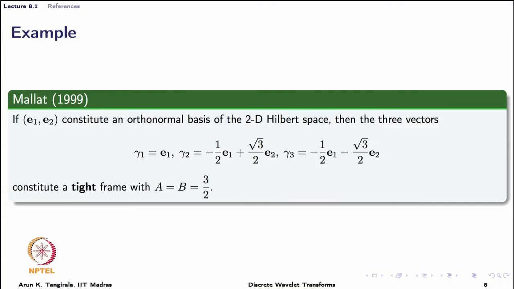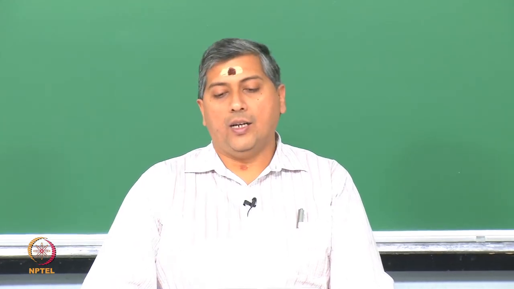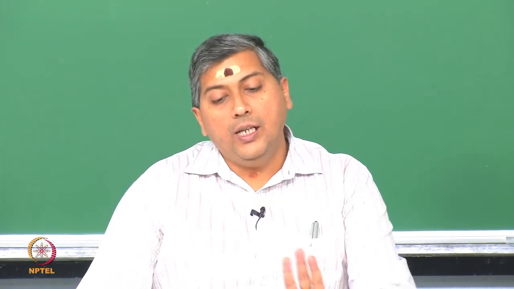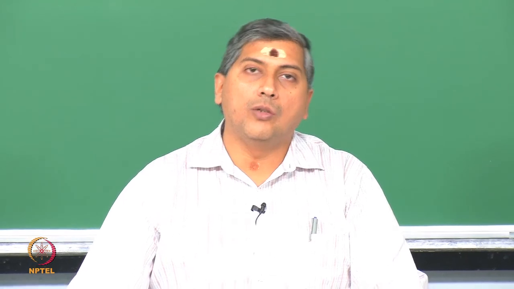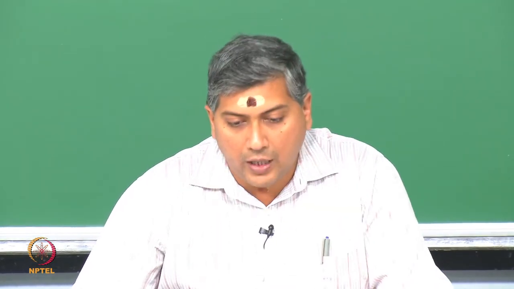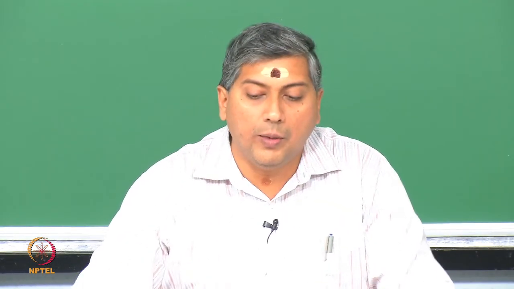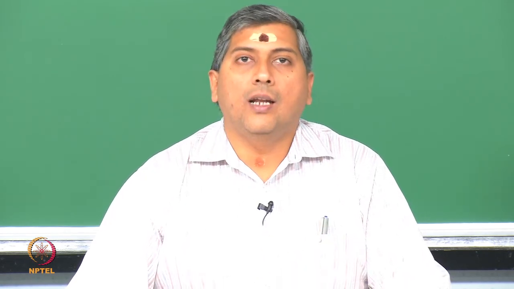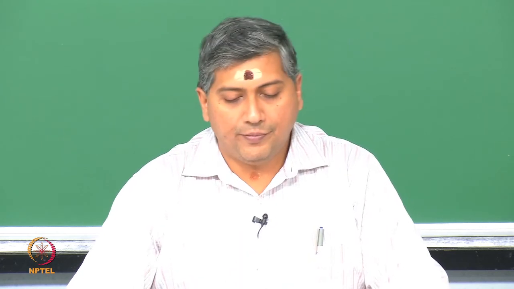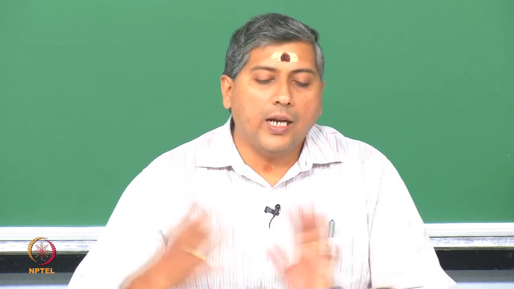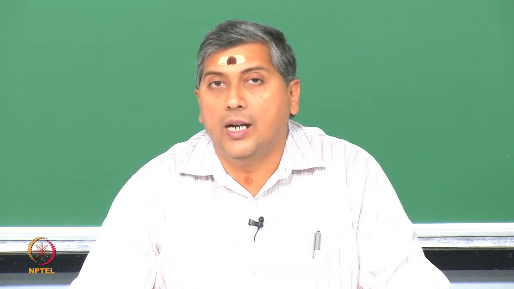So what does this mean? Obviously, this example is fairly obvious, it is a 2-dimensional space. I only need 2 basis functions to span the entire space, but I have 3 representing functions gamma 1, gamma 2, gamma 3 that have been constructed out of E1 and E2. Therefore, it is going to be redundant, and the only nice thing about this is it is a tight frame. So tight frames have certain advantages, but we have redundancy.